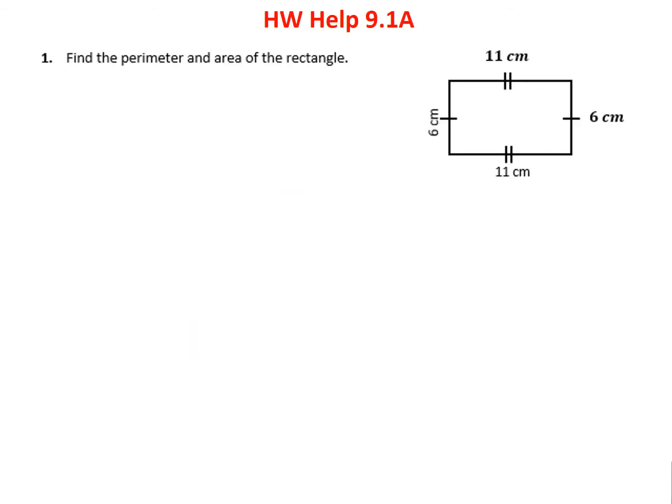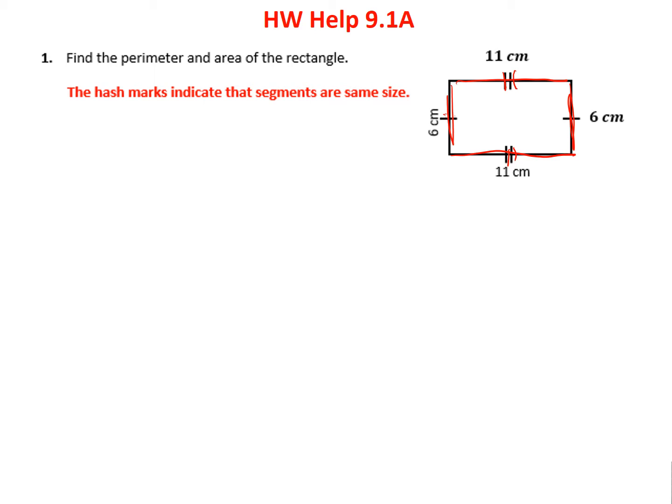Our first problem shows us a rectangle that's 6 by 11 centimeters and asks us to find the perimeter and the area. You'll notice that one hash mark means that this side is the same length as this side, because they have one hash mark. On the other hand, these two have two hash marks, which indicates that they're the same size, so this side is the same as this side.